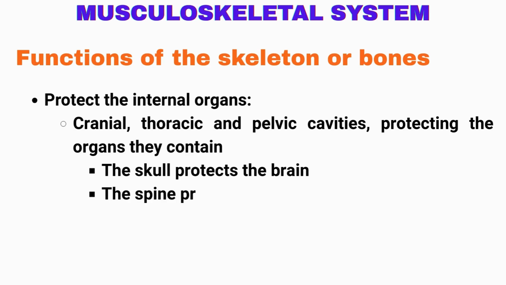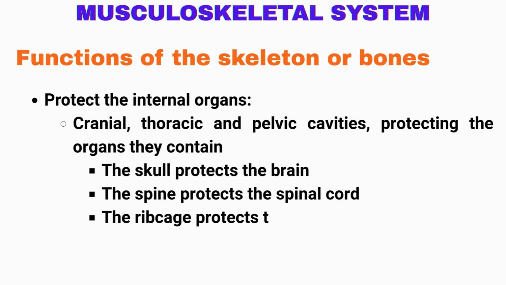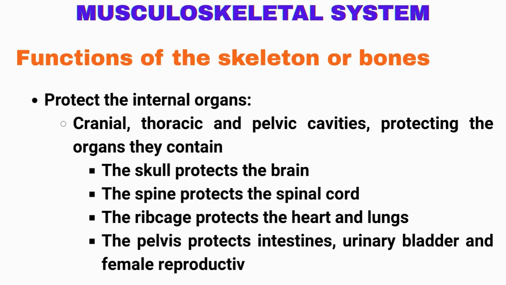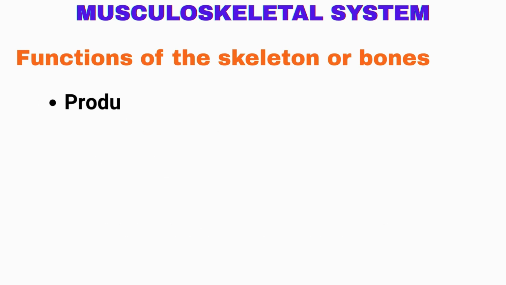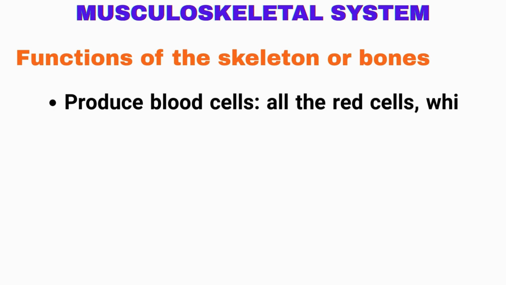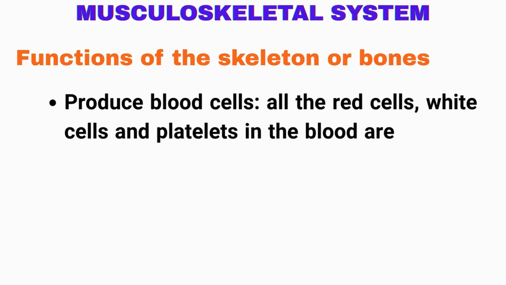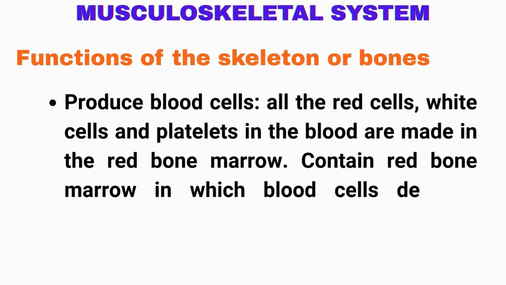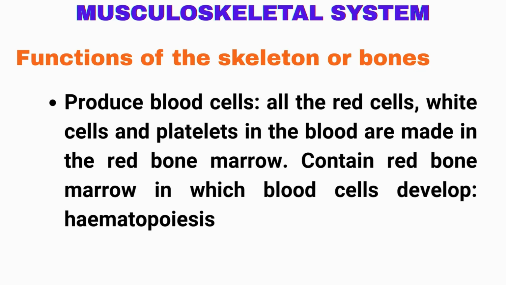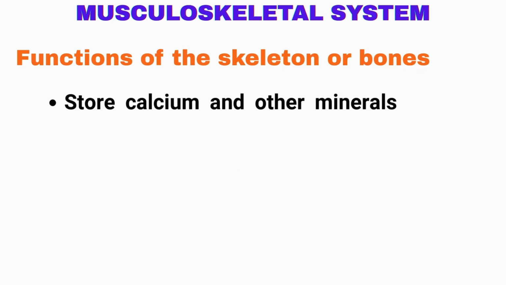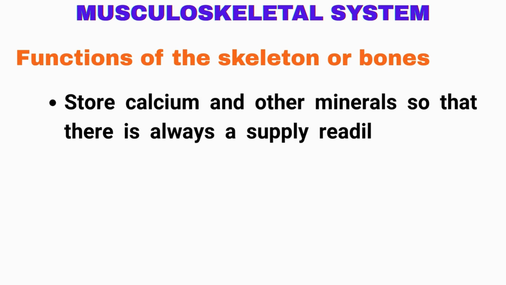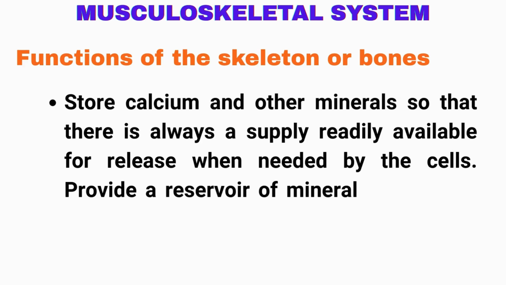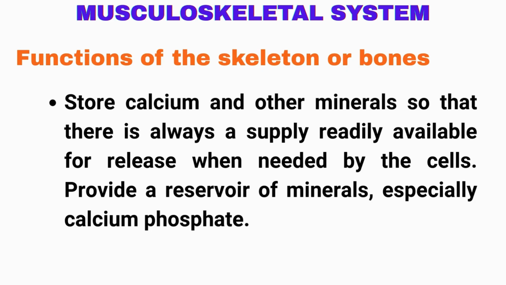The skull protects the brain, the spine protects the spinal cord, the rib cage protects the heart and lungs, and the pelvis protects the intestine, urinary bladder and female reproductive system. It produces blood cells. All the red blood cells, white blood cells and platelets in the blood are made in the red bone marrow, which is where blood cells develop, that is called hematopoiesis. And also it stores calcium and other minerals so that there is always a supply readily available for release when needed by the cells. It provides a reservoir of minerals, especially calcium phosphate.